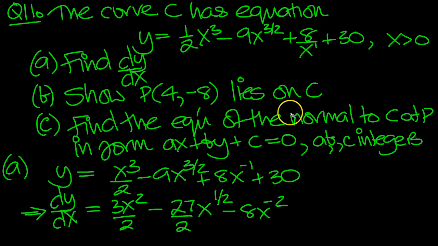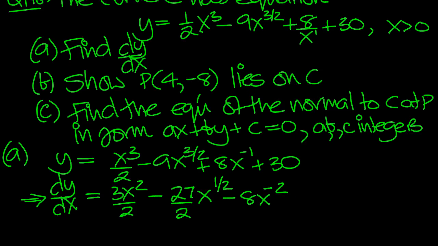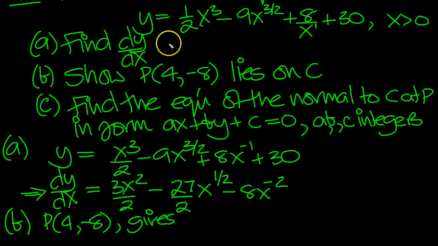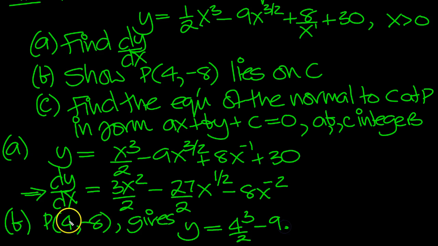Show that the point P lies on C. So let's have a look at B. So P, which is the point (4, -8), gives, so let's put these values in. Put the x value in here. y equals, so put 4 in. 4 cubed over 2 minus 9 times 4 to the power 3 over 2 plus 8, and I'm going to put over the x now, and x is 4, plus 30.